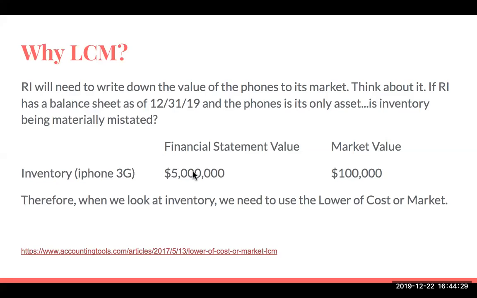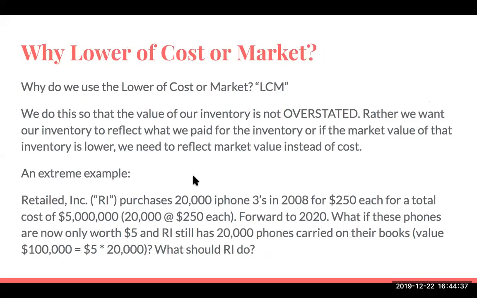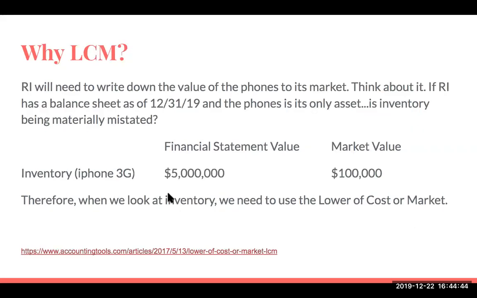So how do we go through and use lower of cost or market? By the way, I use this as a very extreme example, and mainly because companies are required to adjust their financials to the lower of cost or market. I was just using this as an example of what if they bought the inventory, never sold it, and we're at today, and this is how much it's worth. So this is really the problem, and also another reason why we need to get rid of our inventory quickly.